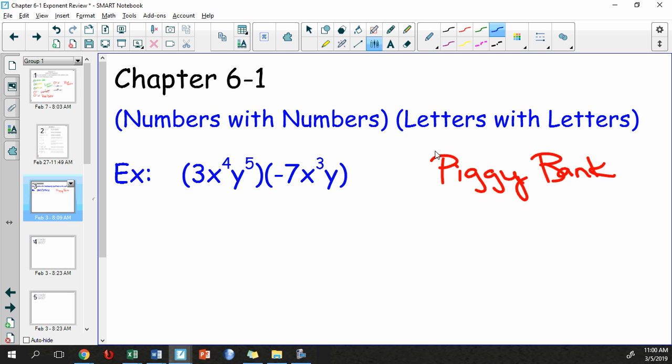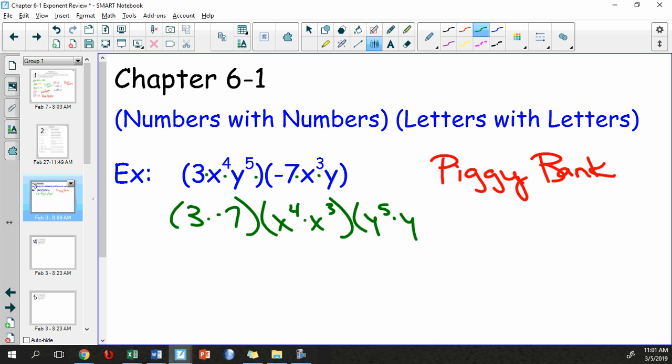You're going to look to see, do I have any exponents outside of the parentheses? No. All of these are attached by multiplication. Would you agree? So multiplication can be torn apart and rearranged to suit your mental needs. Does that make sense? So what you're going to do is tear this apart and make this 3 times negative 7, x to the 4th times x cubed, y to the 5th times y.